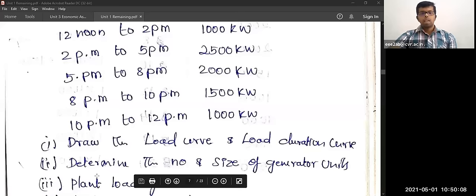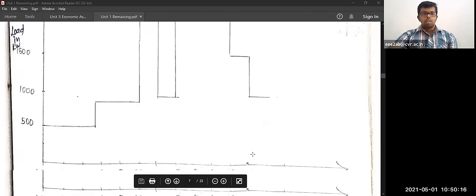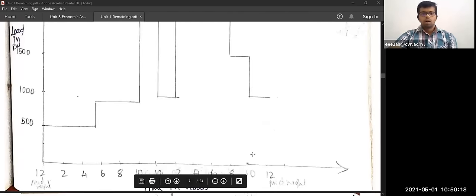Next, we have to find out the plant load factor. Plant load factor and load factor are the same. So, coming to the load curve, always take time in hours on this axis.